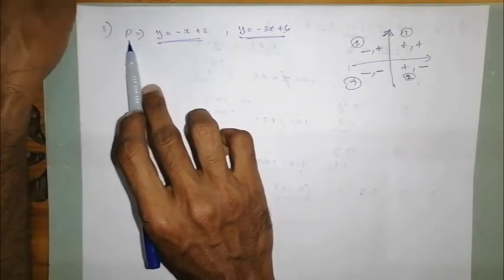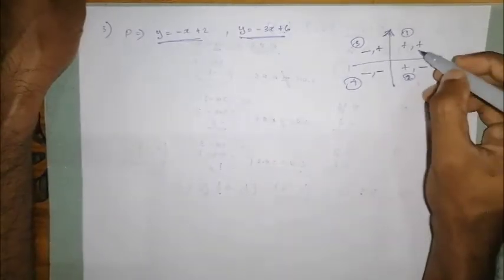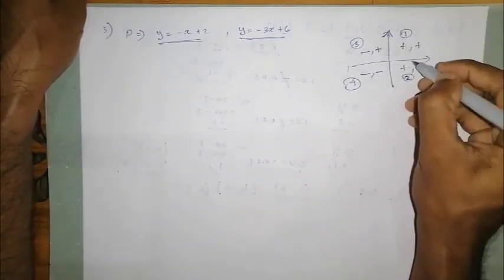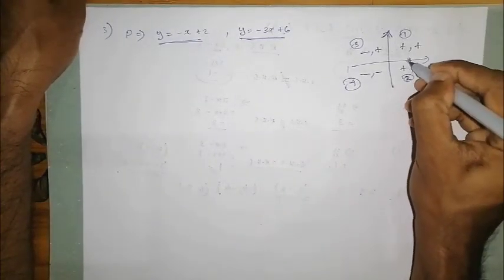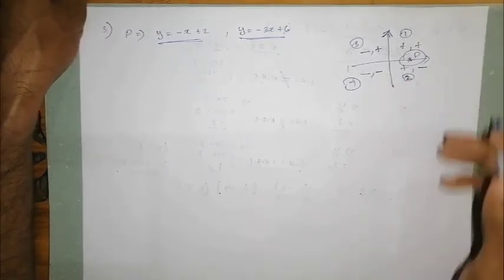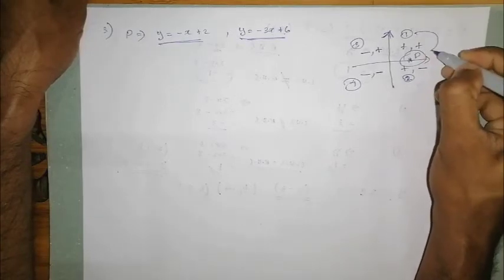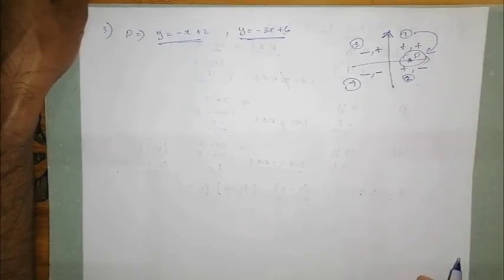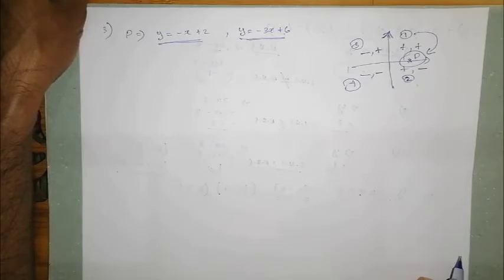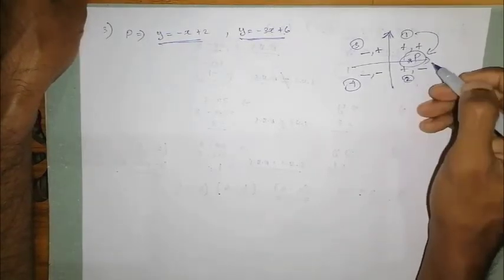If you check the point P, it is in area 1, because the point P lies on the x-axis like this, so it belongs to the area numbered 1. So what will be the coordinates of P?